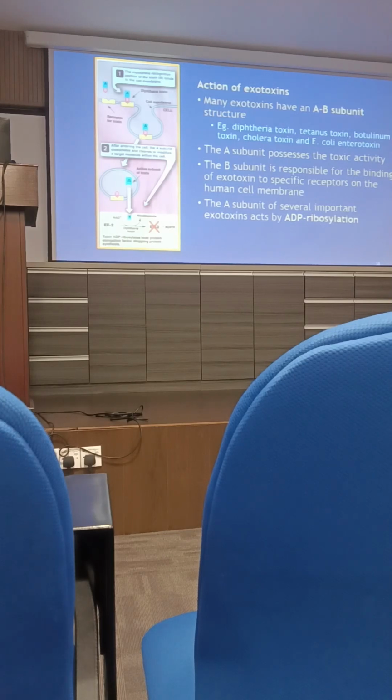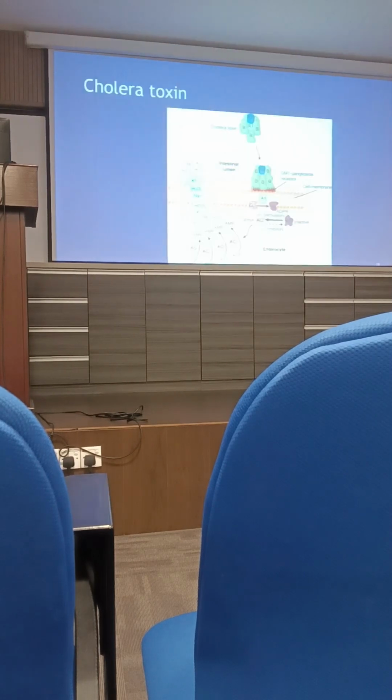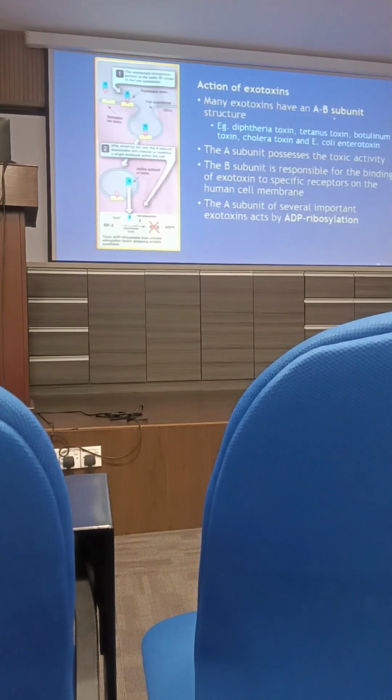Diphtheria is caused by a gram-positive bacteria, Corynebacterium diphtheriae. When this toxin gets into the host cell, it acts on elongation factor 2, EF2. The toxin ADP-ribosylates this host protein elongation factor, stopping protein synthesis, and so causing cell death. So that's how it works on the host cell. A lot of these exotoxins have this AB subunit.